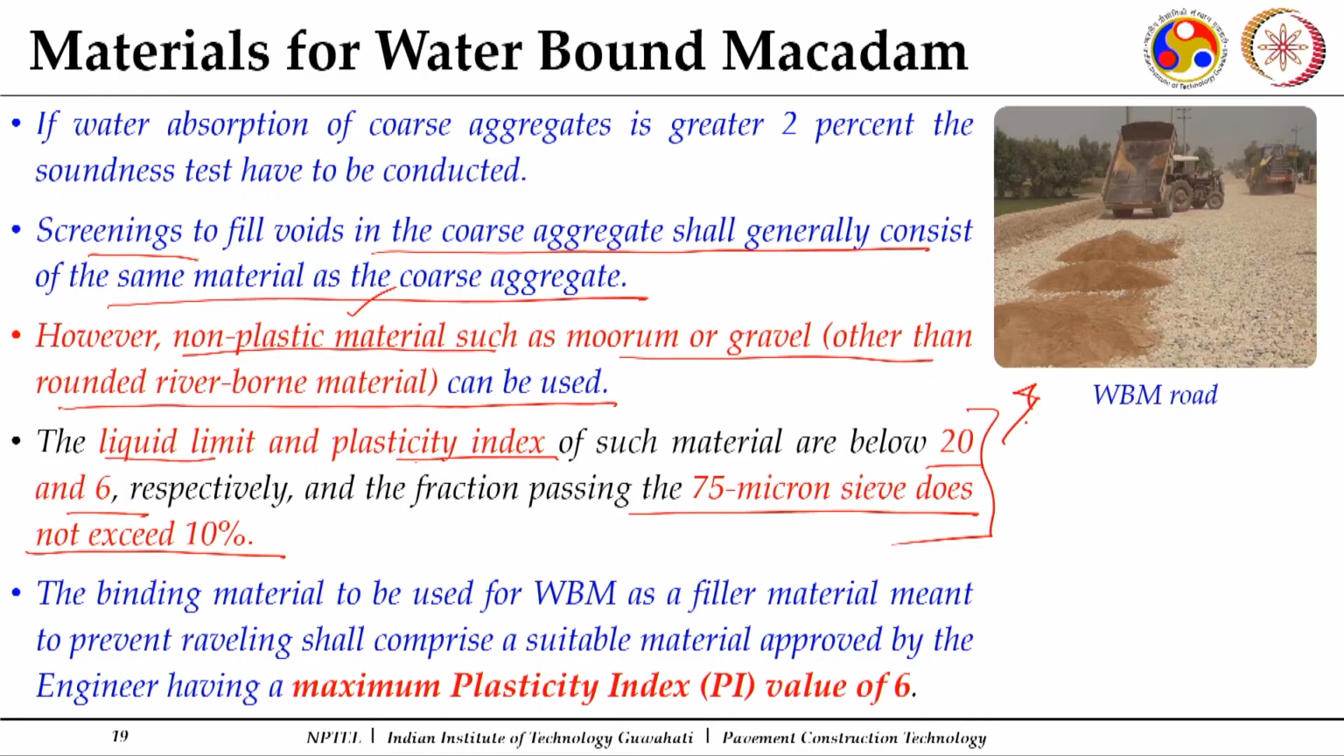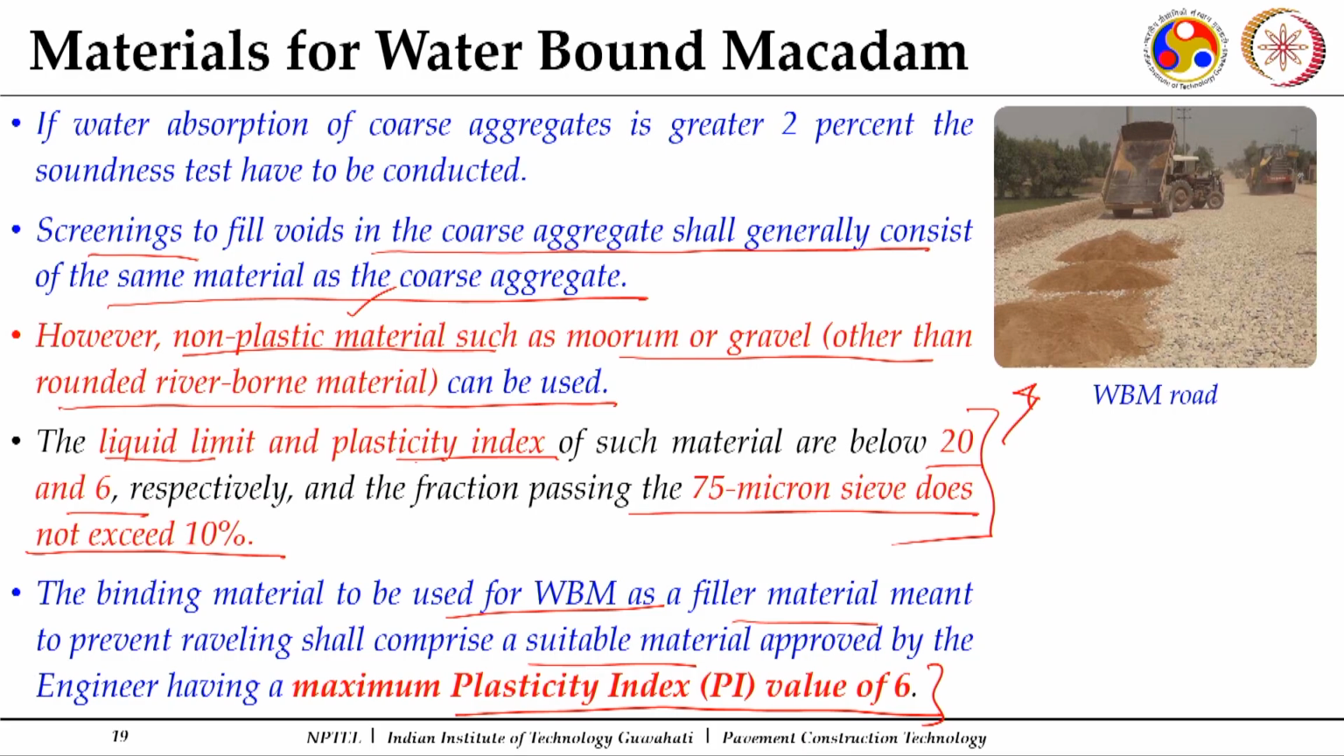In addition to that, when the binding material is used, once the screenings are used, here you can see a WBM construction going on, waterbound macadam construction. If you are using a binding material for a WBM layer as a filler material, again it says a suitable material, but the plasticity index of this material should also be less than 6.